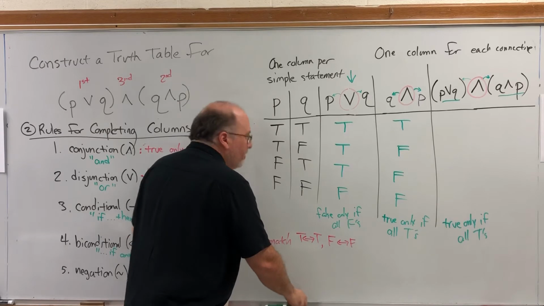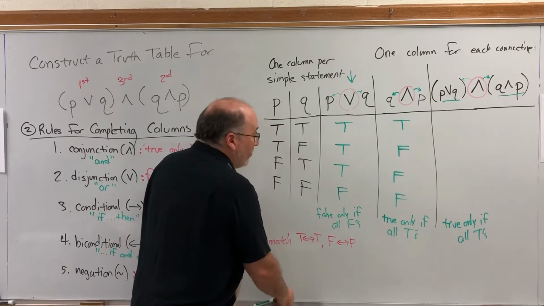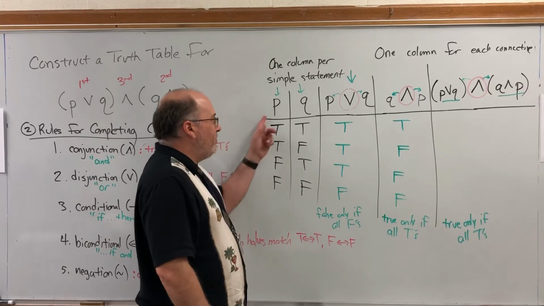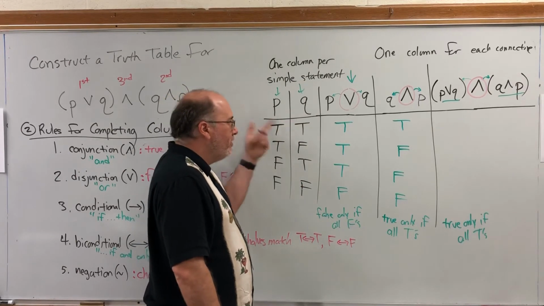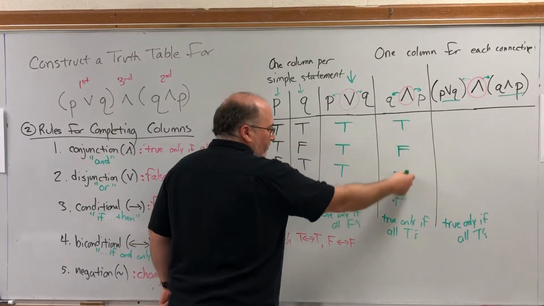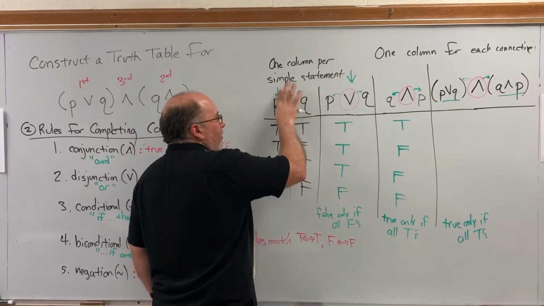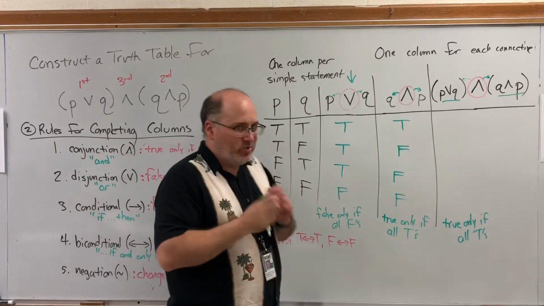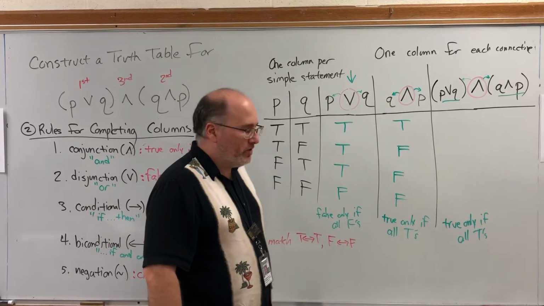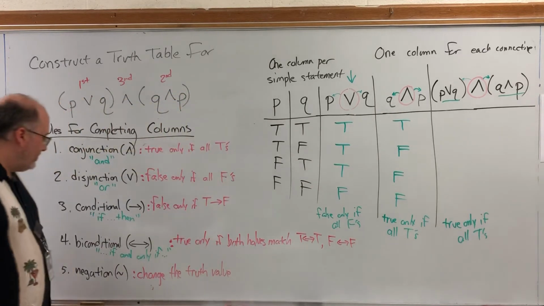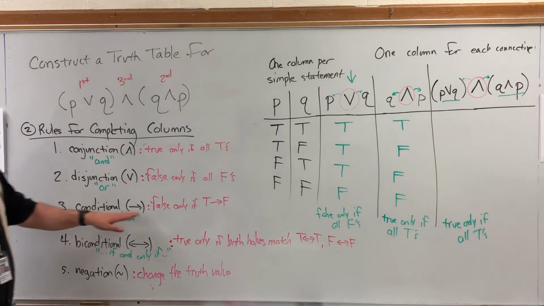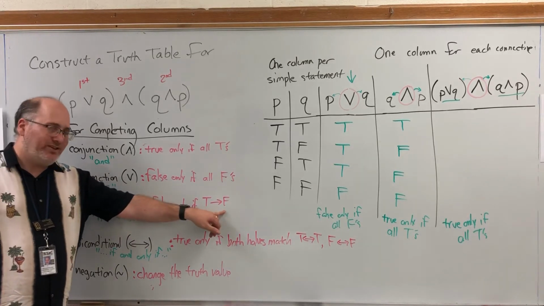Why? Because we would still be looking at the first two columns. Whether we said P and Q or Q and P, we would have still populated that column the same: true, false, false, false. There are some connectives where the order is irrelevant. Conjunction, disjunction, the order is irrelevant. In fact, the only connective where the order matters is conditional, because what you're looking for is one letter pointing towards another.